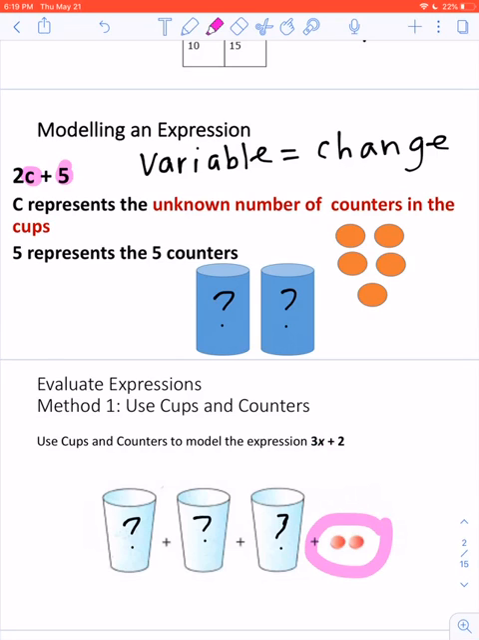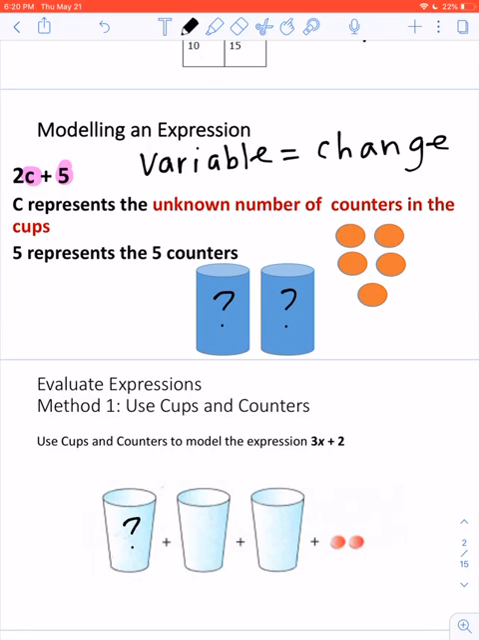So that's how we made that expression. 3, because there's 3 cups. x, because we don't know how many counters are in each cup. And whatever that number is, we would multiply it by 3, because there's 3 cups. And then plus 2, because there's 2 counters on the side. Okay?